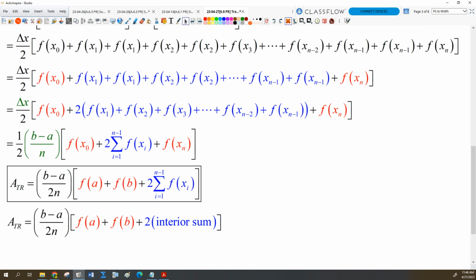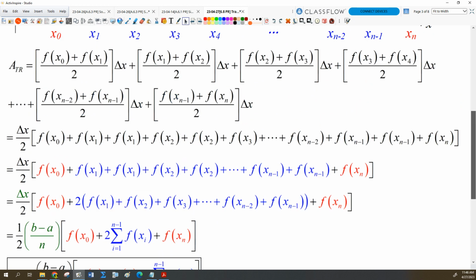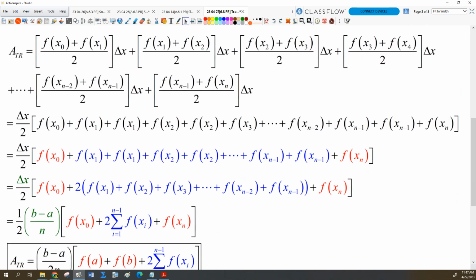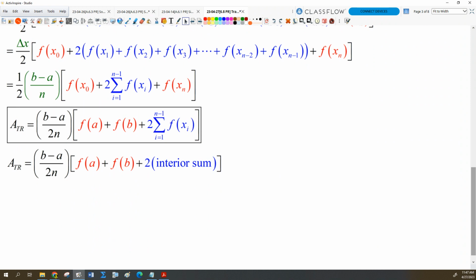And then we're just going to multiply that times the value of the function at a plus the value of the function at b plus 2 times the value of the function at x sub i. But i is only going to go from 1 to n minus 1, right? Because only these terms that stop at n minus 1 and start at x sub 1 are double counted. So I call that the interior sum. So the trapezoidal rule is just this: b minus a over 2n times the quantity f of a plus f of b plus 2 times the interior sum.